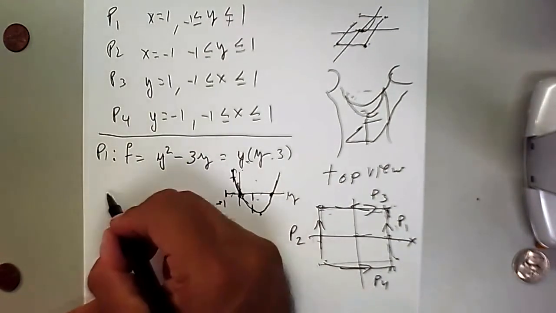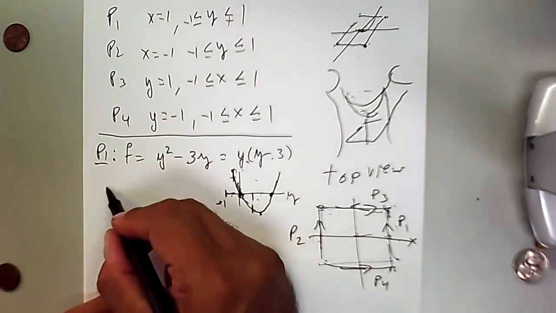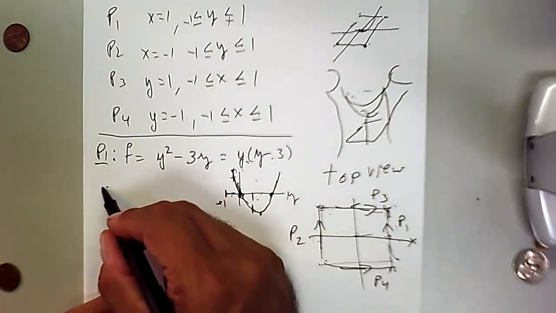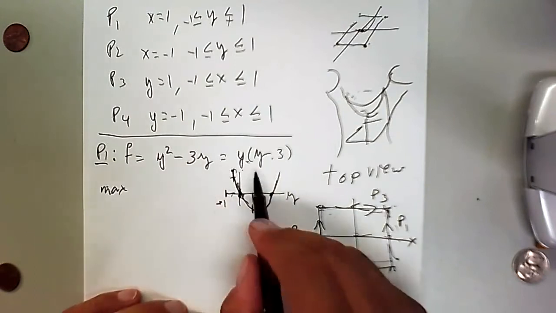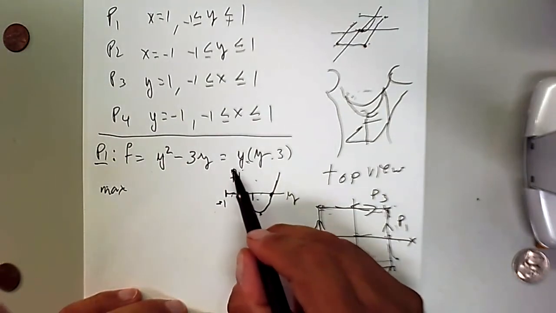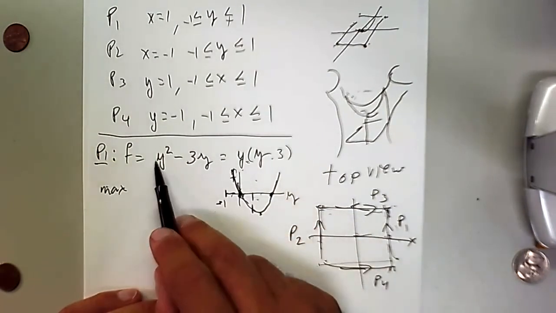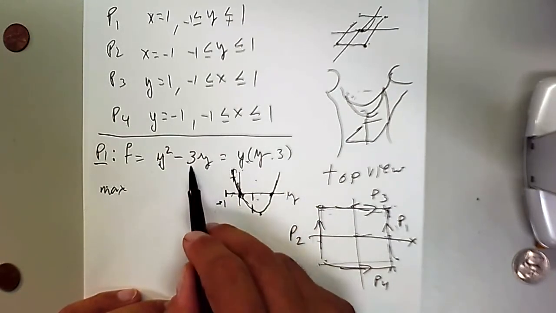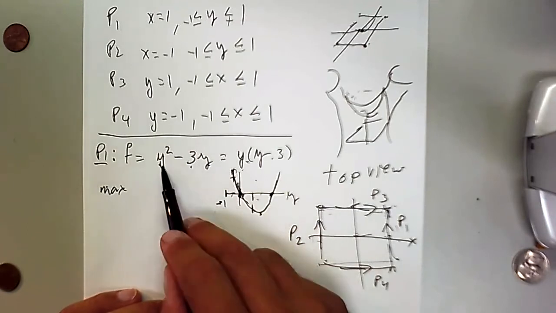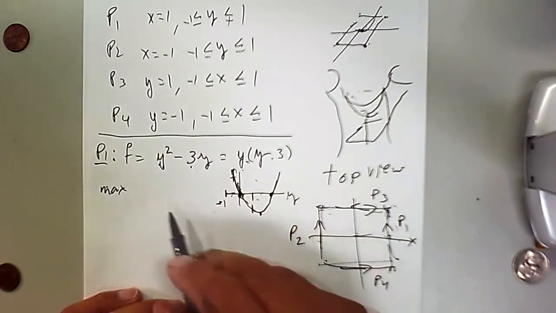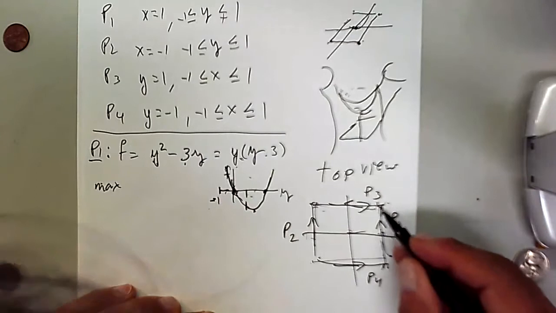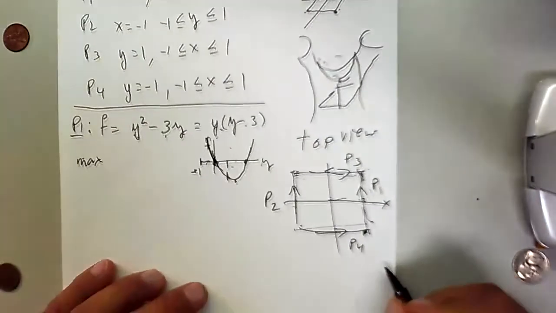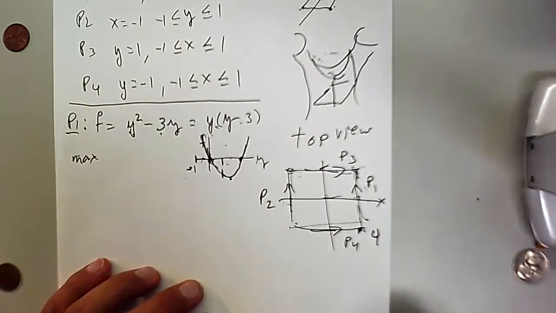Okay, so on this path, we have a maximum when y is negative 1. So negative 1 squared is 1. Negative 1 times 3 is positive 3, plus the 1 is 4. So we have 4 when y is negative 1. So here we have an output of 4. I'm going to label it.